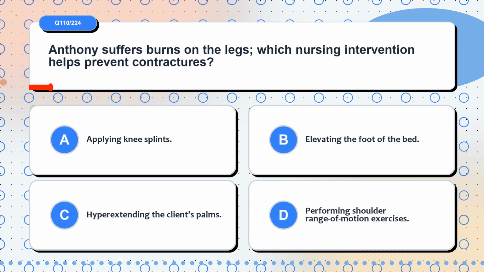Question 110. Anthony suffers burns on the legs. Which nursing intervention helps prevent contractures? Here are the options. Option A, applying knee splints. Option B, elevating the foot of the bed. Option C, hyperextending the client's palms. Option D, performing shoulder range of motion exercises.